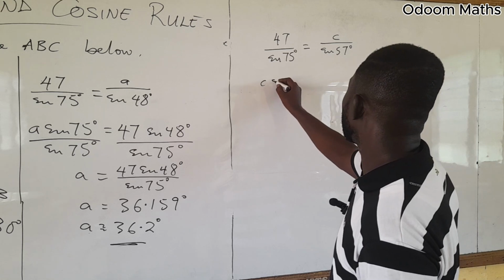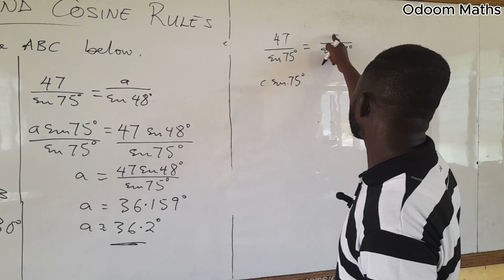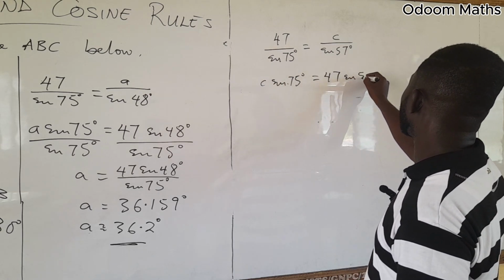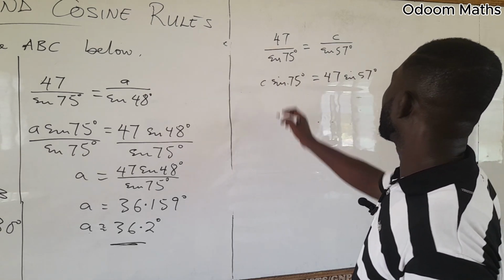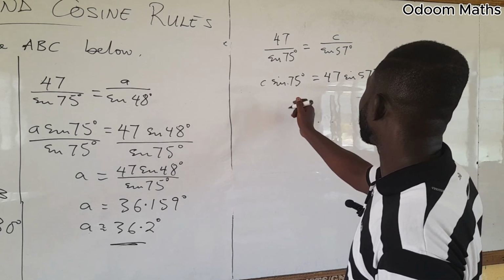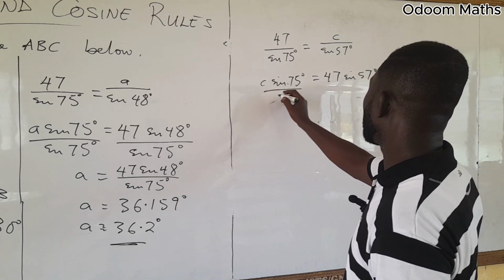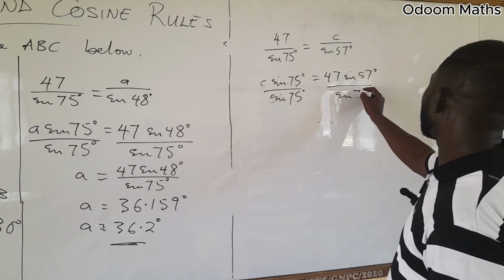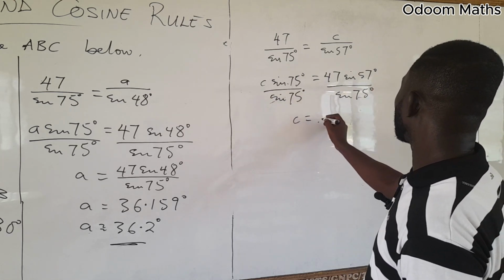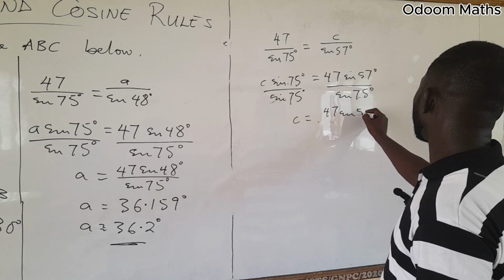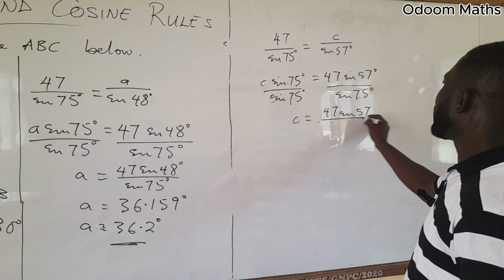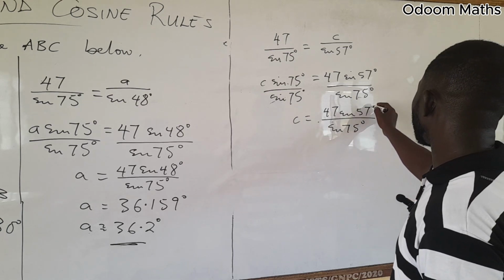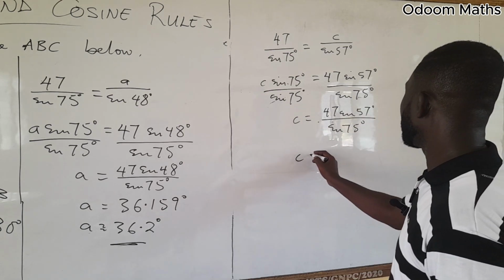So C sine 75, that is this and this one, should be equal to this and this one, 47 sine 57 degrees. Okay, now we need to divide both sides by sine 75. So C is equal to 47 sine 57 over sine 75 degrees.